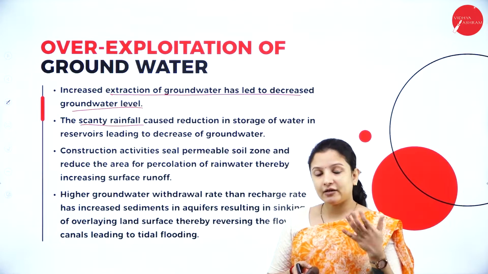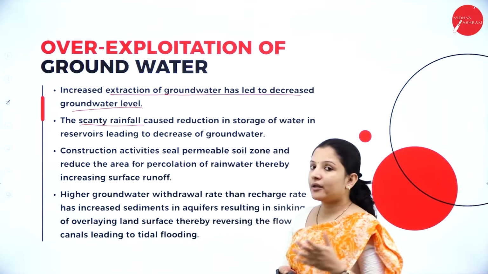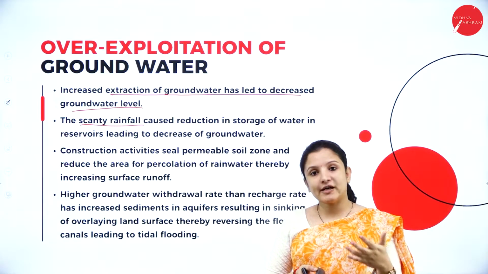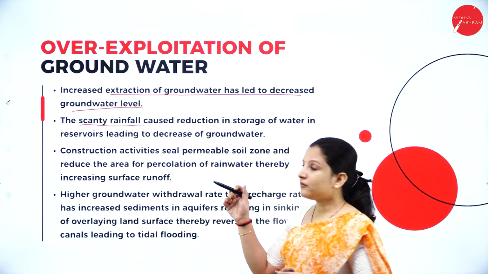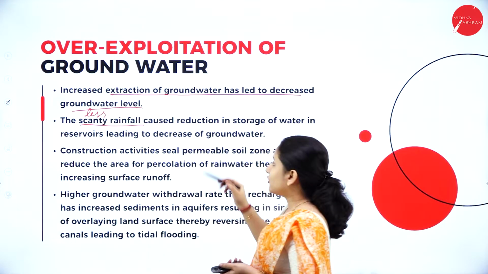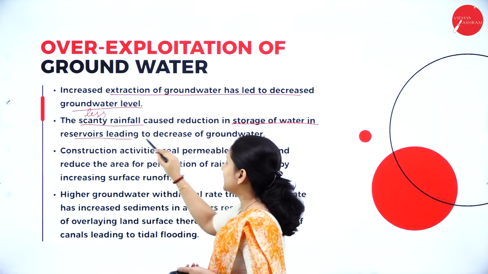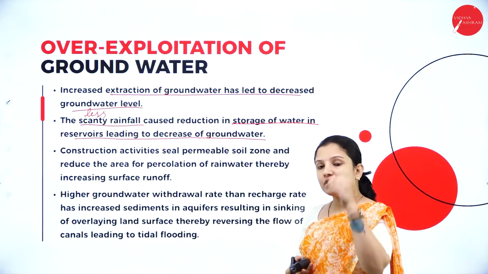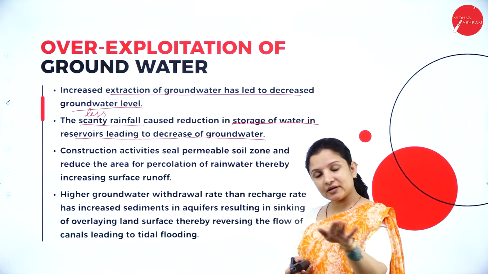Nowadays, the rainfall has reduced to a drastic extent, right? Why? Again, because of the loss of forest, because of cutting down of trees or the over exploitation of the forest, resulting in scanty or very little rainfall. Very little rainfall causes a reduction in the storage of water in the reservoirs, leading to a decrease of groundwater. Whatever rainfall there is, a small amount of water will remain on the surface.